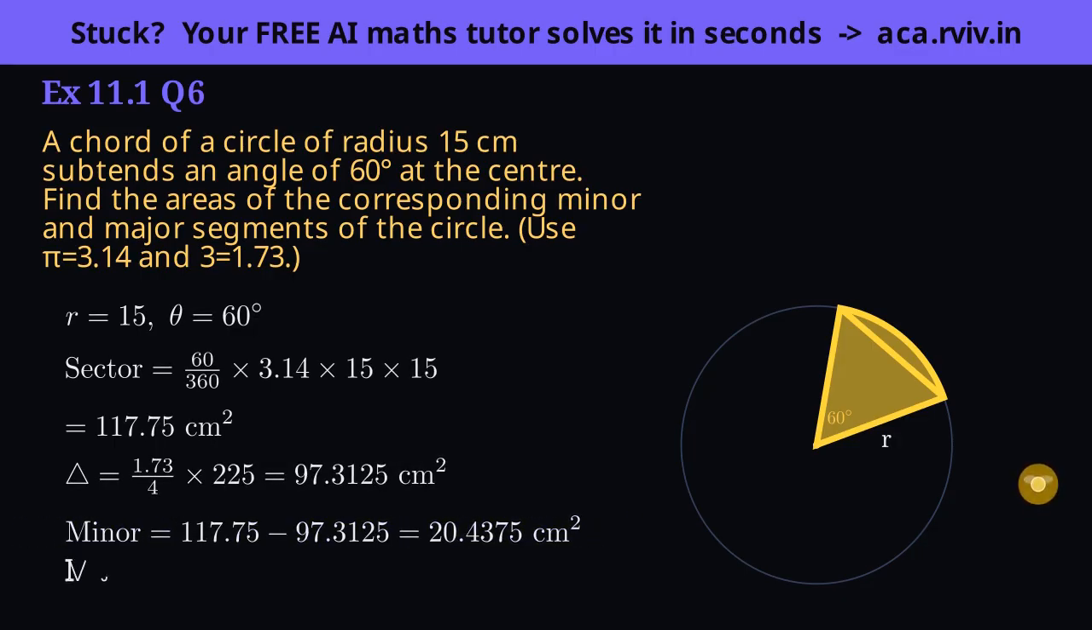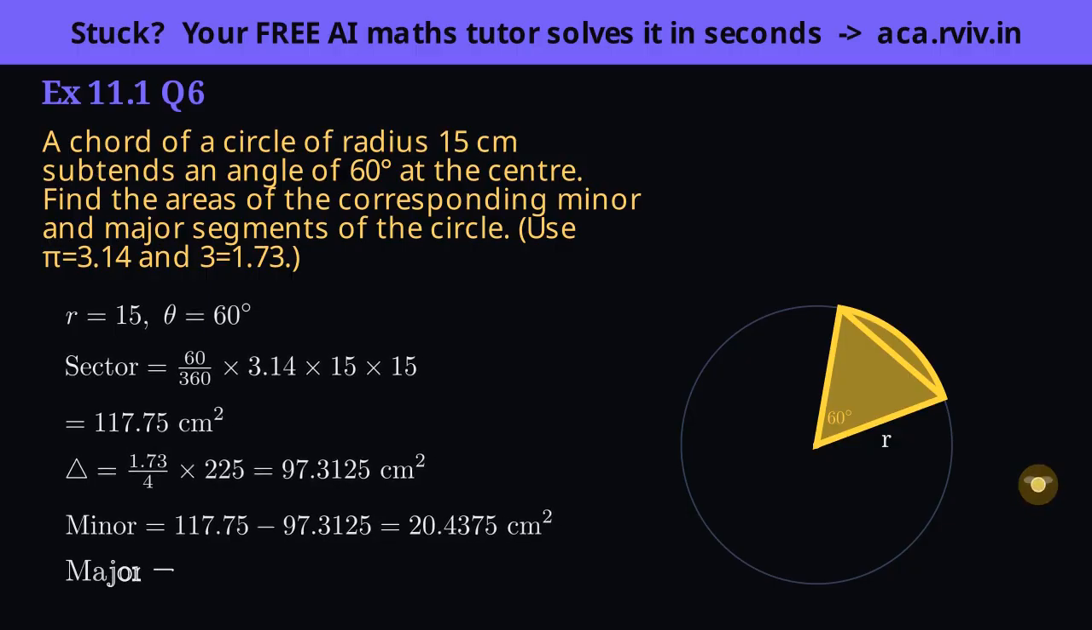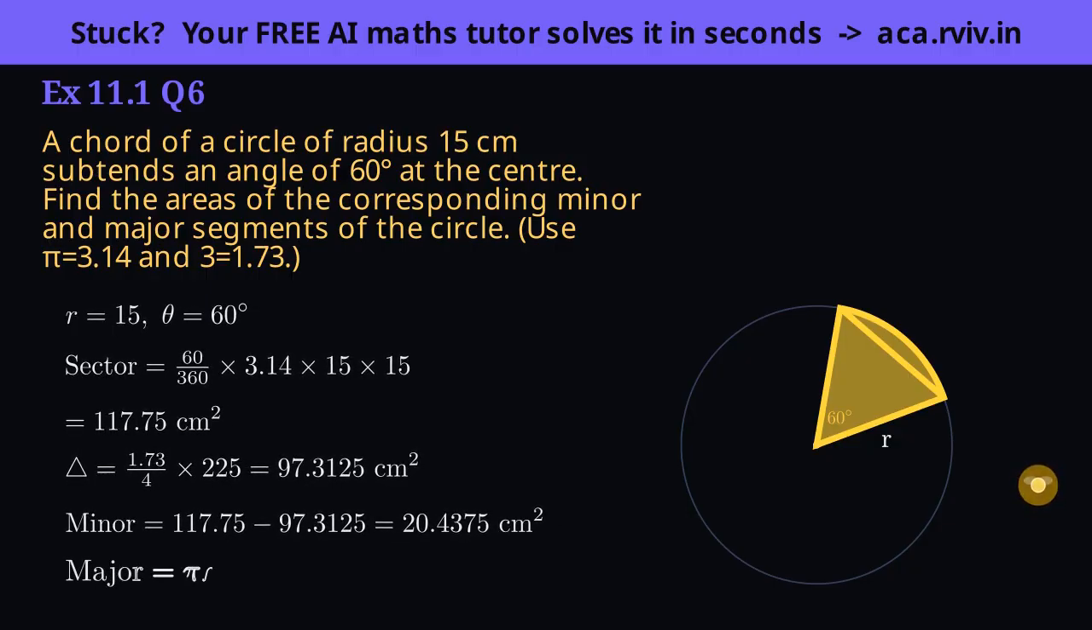For the major segment, here's the labor-saving idea. The minor and major segments together make the whole circle, so the major one is simply the full circle minus the minor segment we just found. No fresh sector or triangle needed.